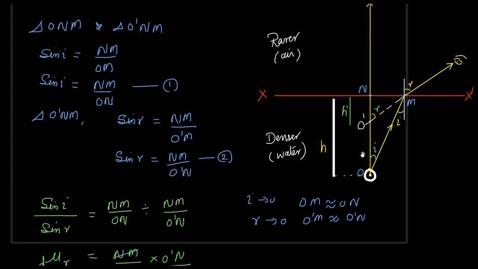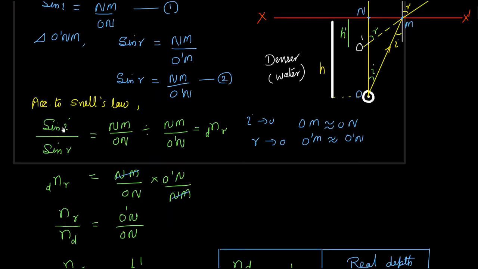So what about sin R from triangle O dashed MN? Sin R equals NM divided by O dashed M. Since these two points are close by, sin R equals NM divided by O dashed N. Let this be equation number 2. So we got sin I and sin R. Sin I by sin R equals NM by ON divided by NM by O dashed N.